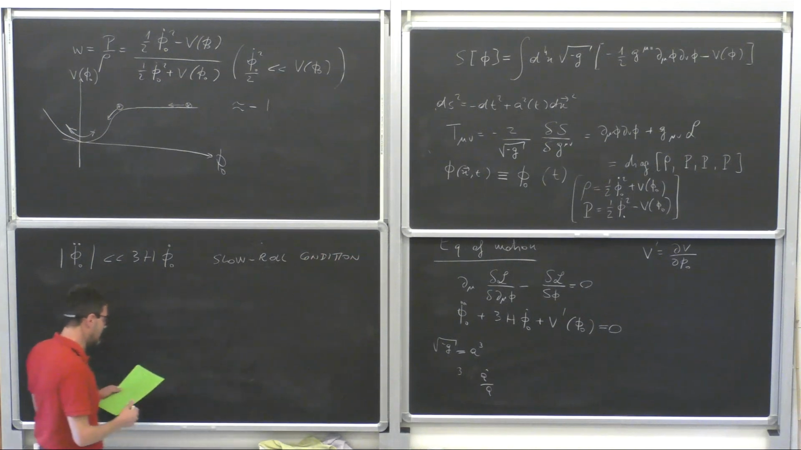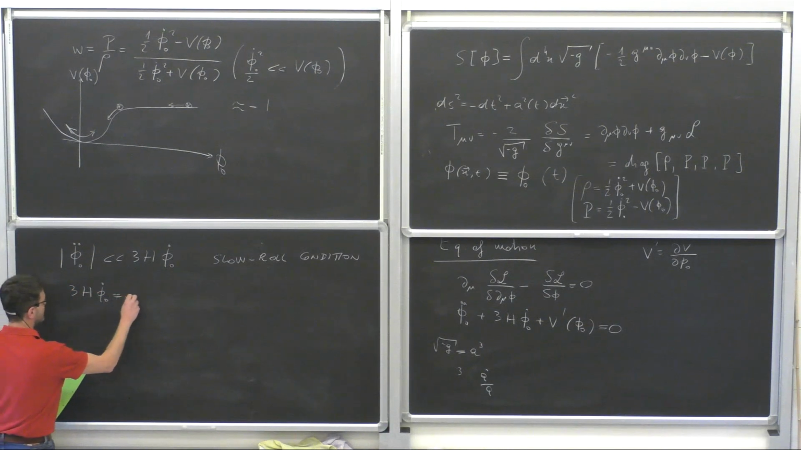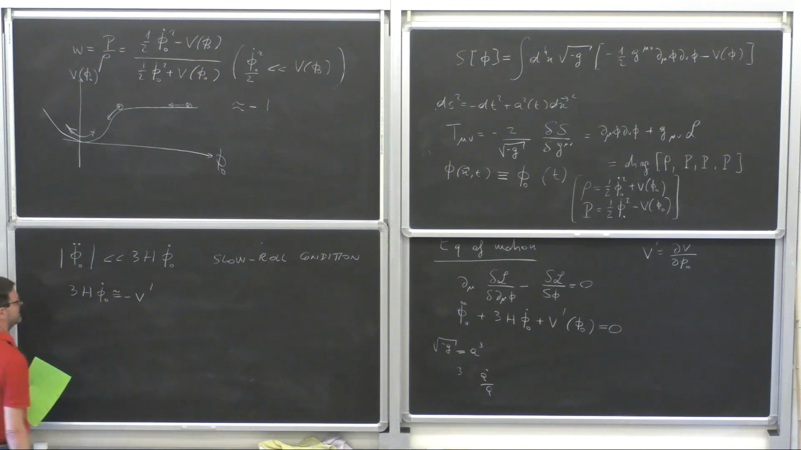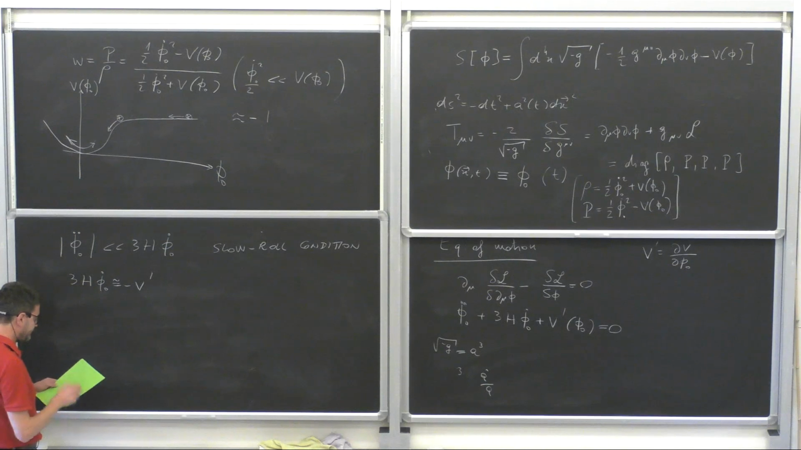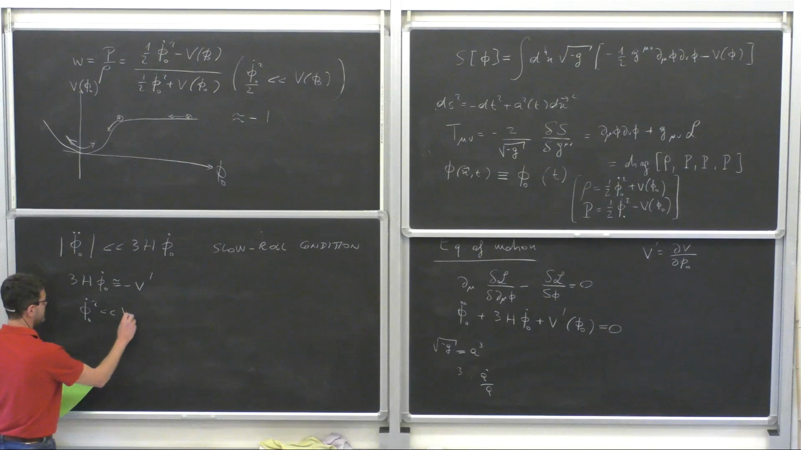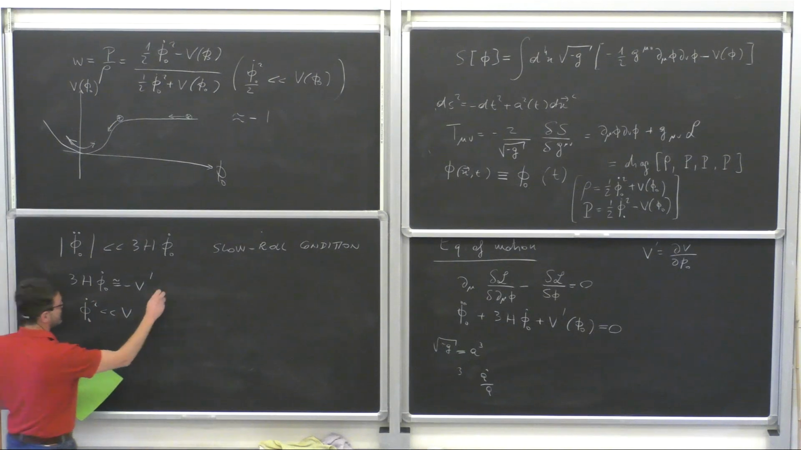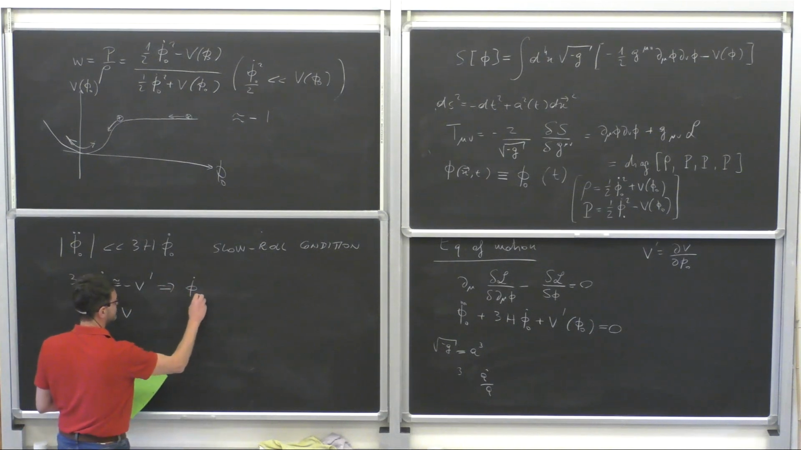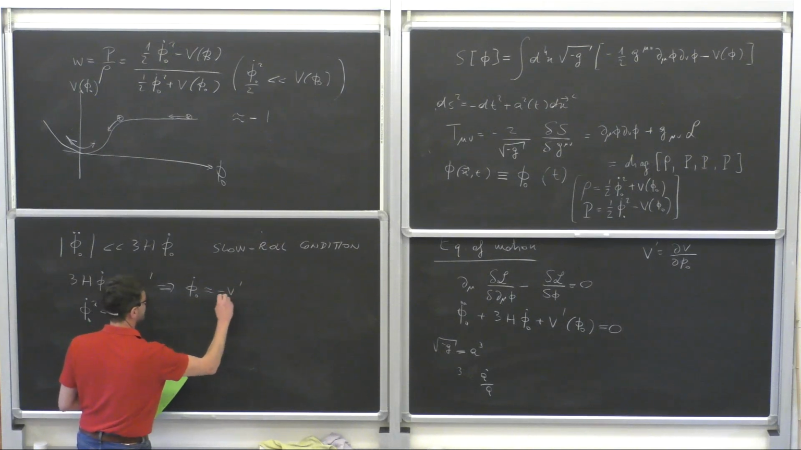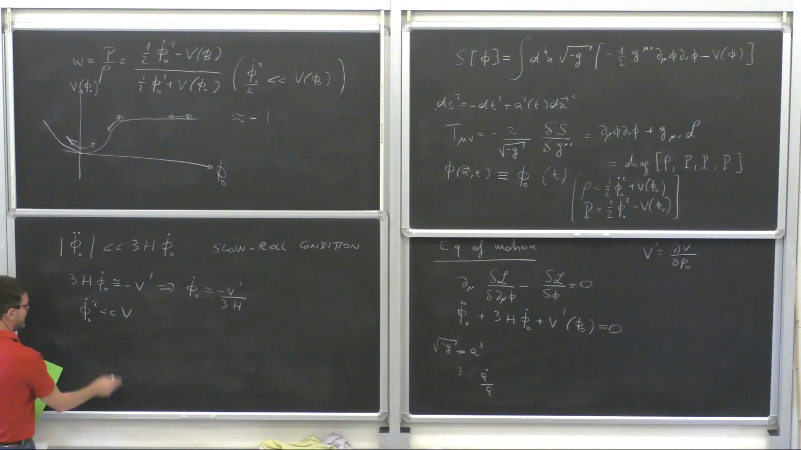If that is true, then of course the equation of motion becomes 3H phi dot 0 equal to minus V prime, approximately, because I neglect the first term in the equation. And then the condition that phi dot 0 squared is much smaller than V, which is the condition that I impose in order to get p over rho equal to minus 1, I can get from here, because now phi dot 0 is of order minus V prime divided by 3H. I can replace it here.